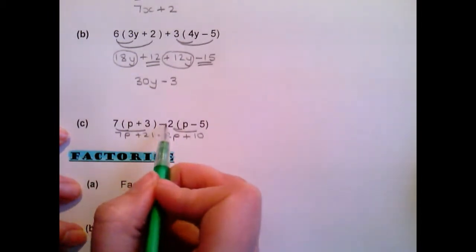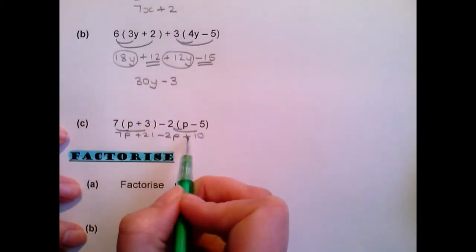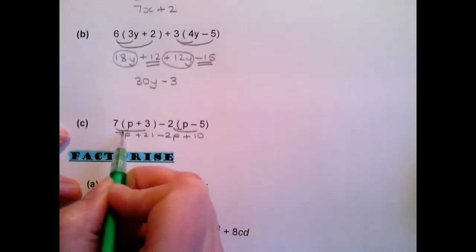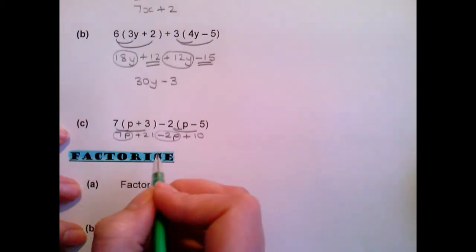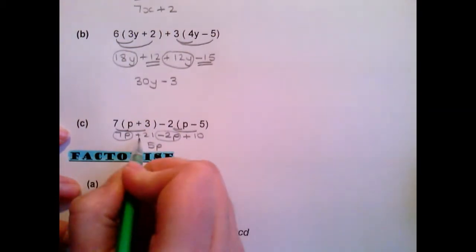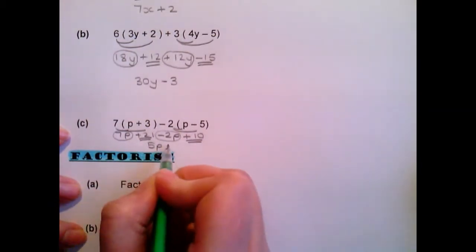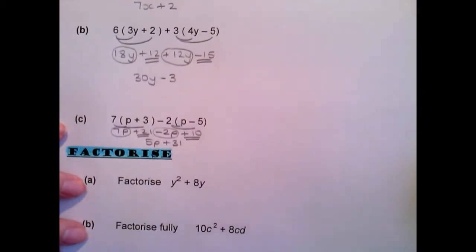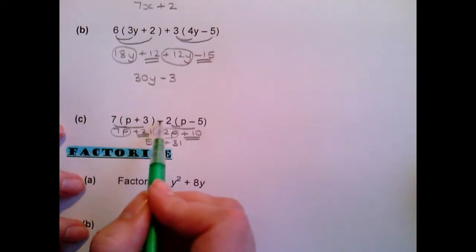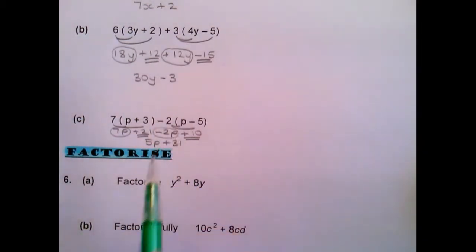So whenever you've got a minus in front of the bracket, the sign in front of the bracket will change. And then you can simplify that. 7p take away 2p will get you 5p. And then 21 plus 10 will get you 31. So 5p plus 31 for that one. So remember, the negative in front of the bracket will change the sign inside.